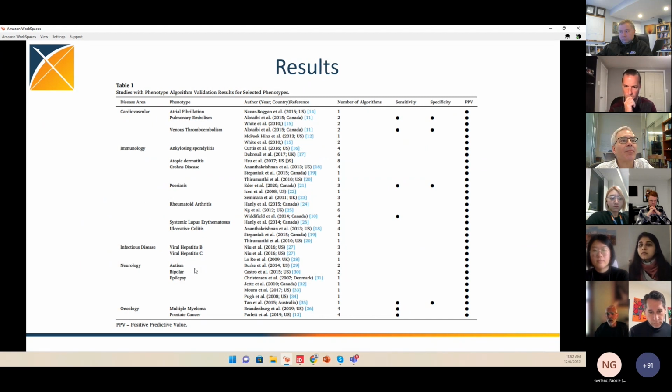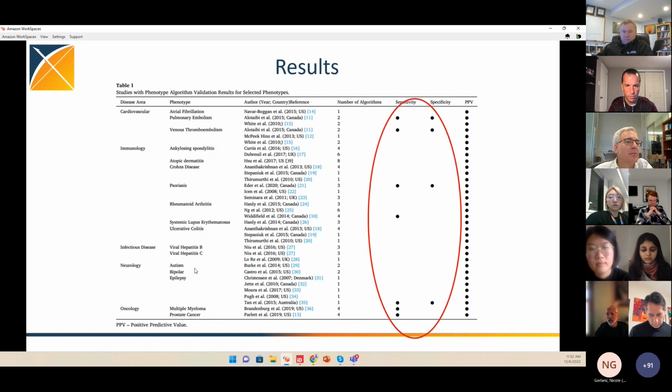This is a little small here, but I just wanted to give you an idea of what the different algorithms and phenotypes that we're looking at. So we looked at 5 different therapeutic areas: cardiovascular, immunology, infectious disease, neurology, and oncology. One of the things that you notice is that all of the studies provided results for positive predictive value, but you see very sparse data for sensitivity and specificity. And this is one of the downsides of traditional validation methods, is that it's very difficult and very time-consuming and expensive to do sensitivity and specificity measurements.